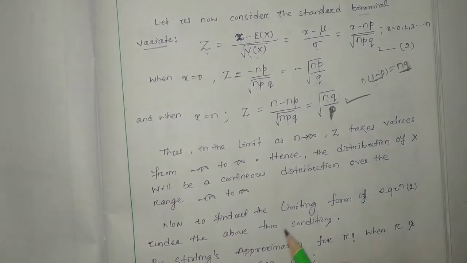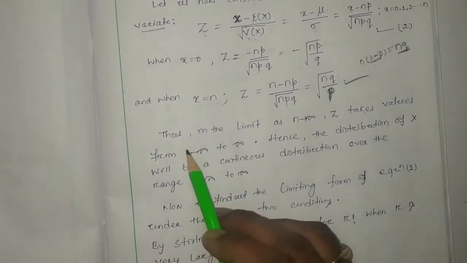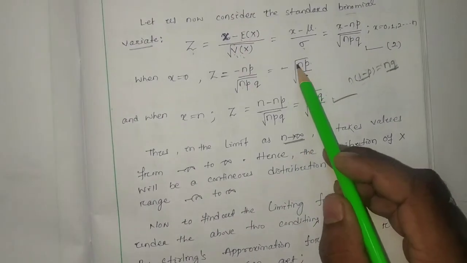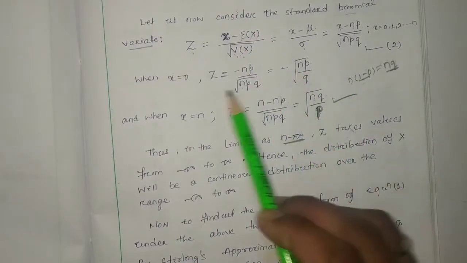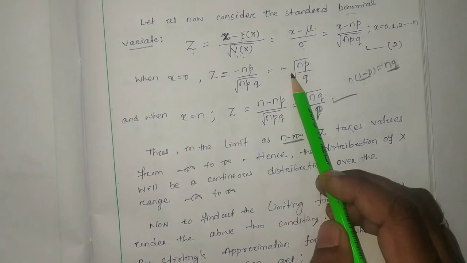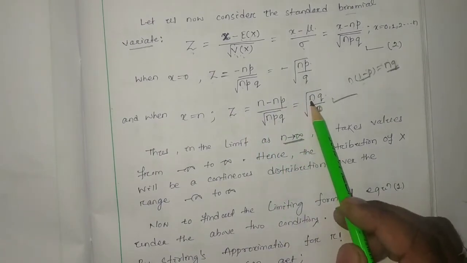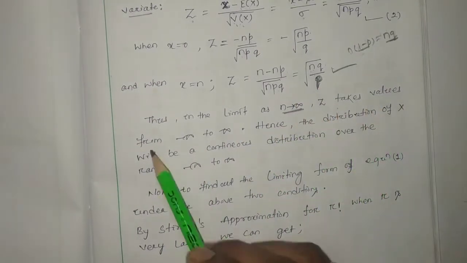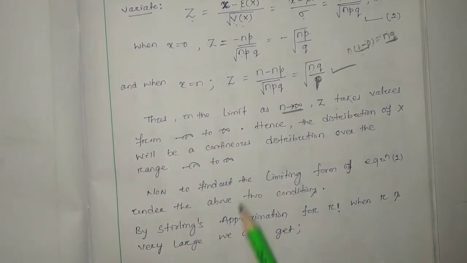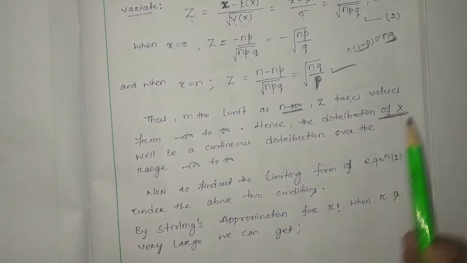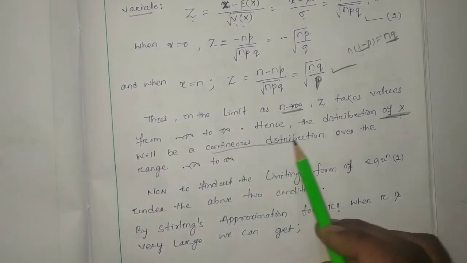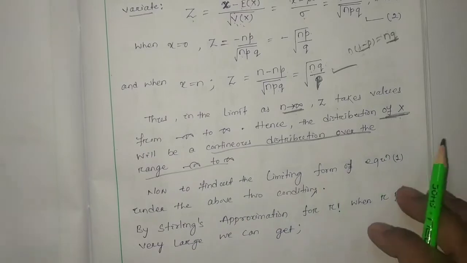Here you can see that in the limit as n tends to infinity, z will be minus infinity at the lower end, and plus infinity at the upper end. So if we consider the limit n equal to infinity, z takes values from minus infinity to plus infinity. Hence the distribution of the random variable will be a continuous distribution over the range minus infinity to plus infinity.